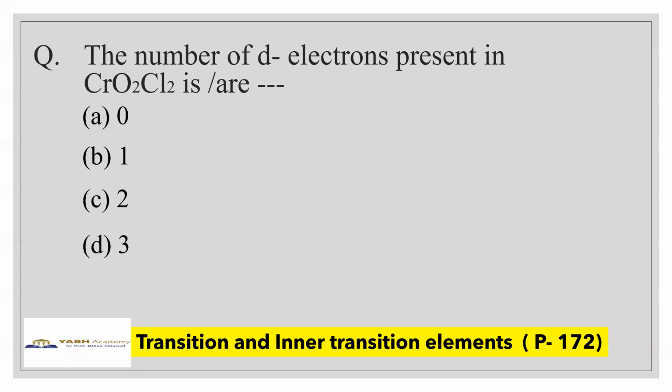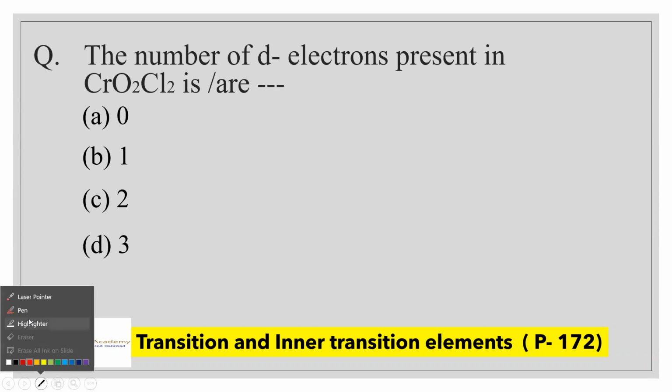Now read the first question to you. The number of d electrons present in CrO2Cl2 is or are. 4 options are given: 0, 1, 2, 3. Correct. This question is from transition and inner transition elements on page 172.